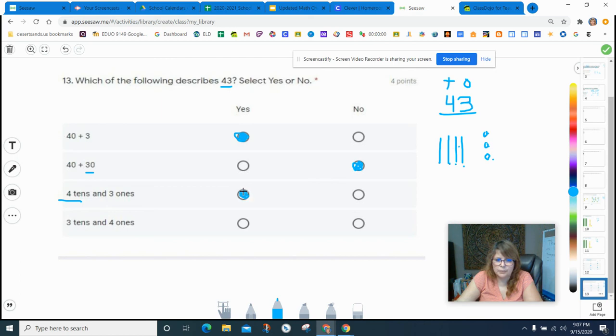That shows 43. Now my last choice says 3 tens and 4 ones. So I'm going to look at that. 3 tens. 1 ten, 2 tens, 3 tens, and then 4 ones. 1, 2, 3, 4. Now, let me see if that makes 43. 10, 20, 30, 31, 32, 33, 34. That makes 34. That's not 43, so this is going to be a no. But remember, I have to put no, because that's a question. And then after this, you can submit your test and you are done.